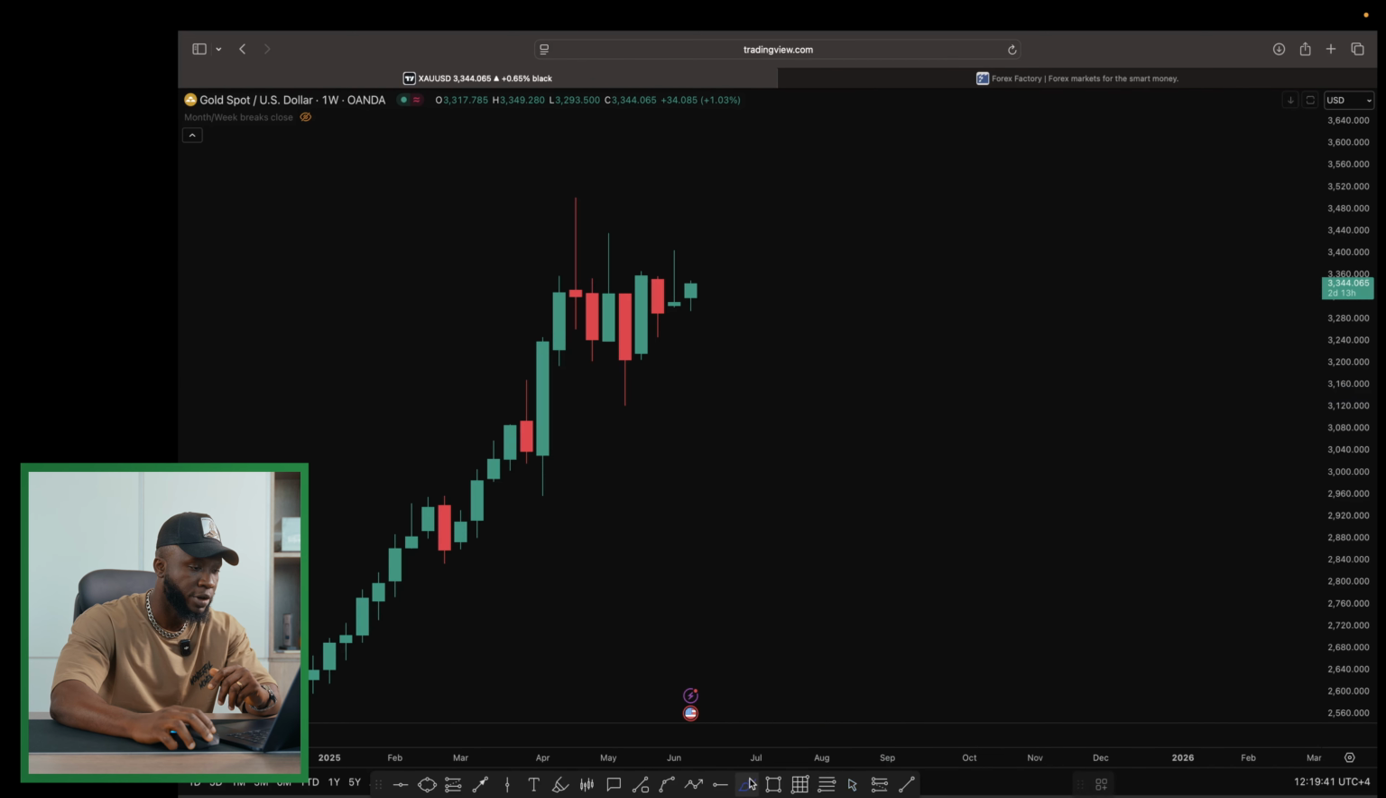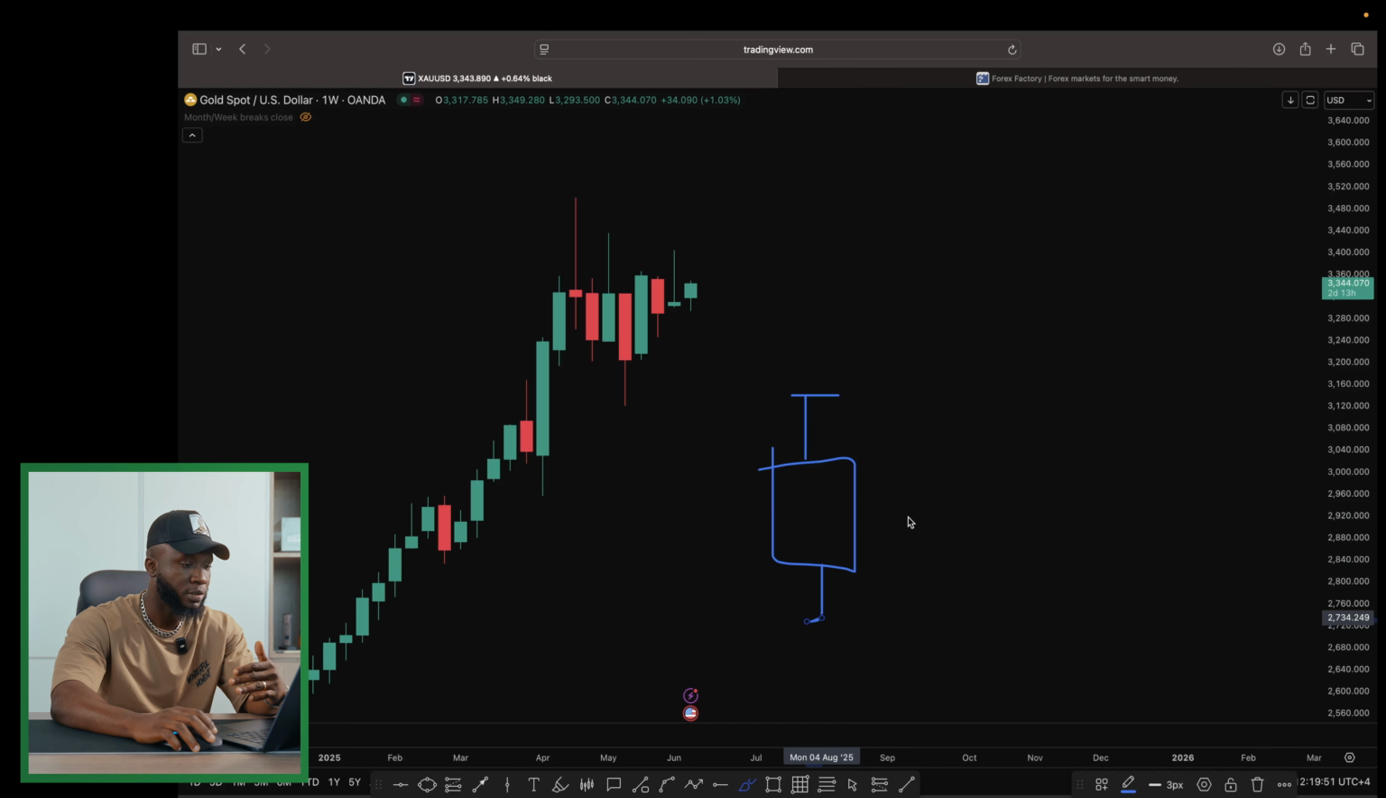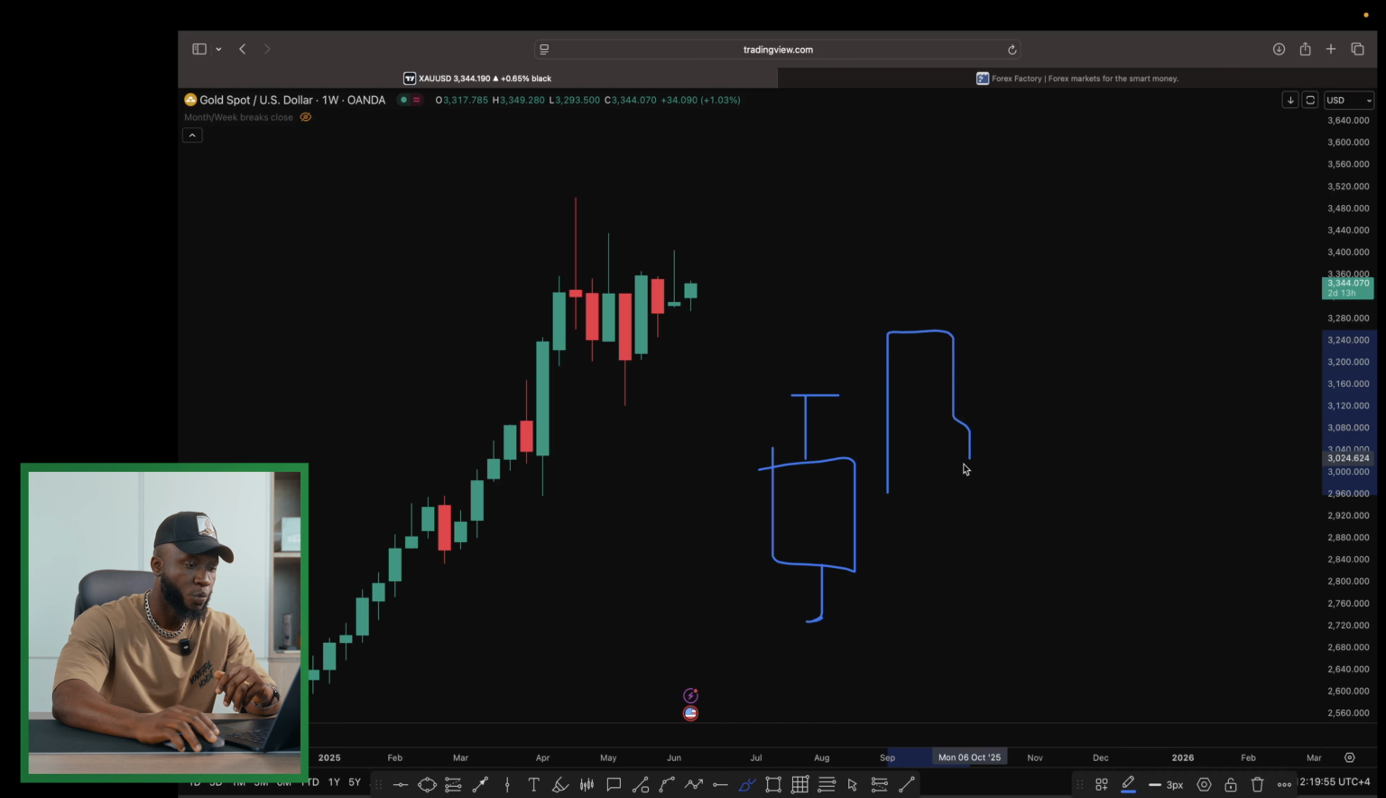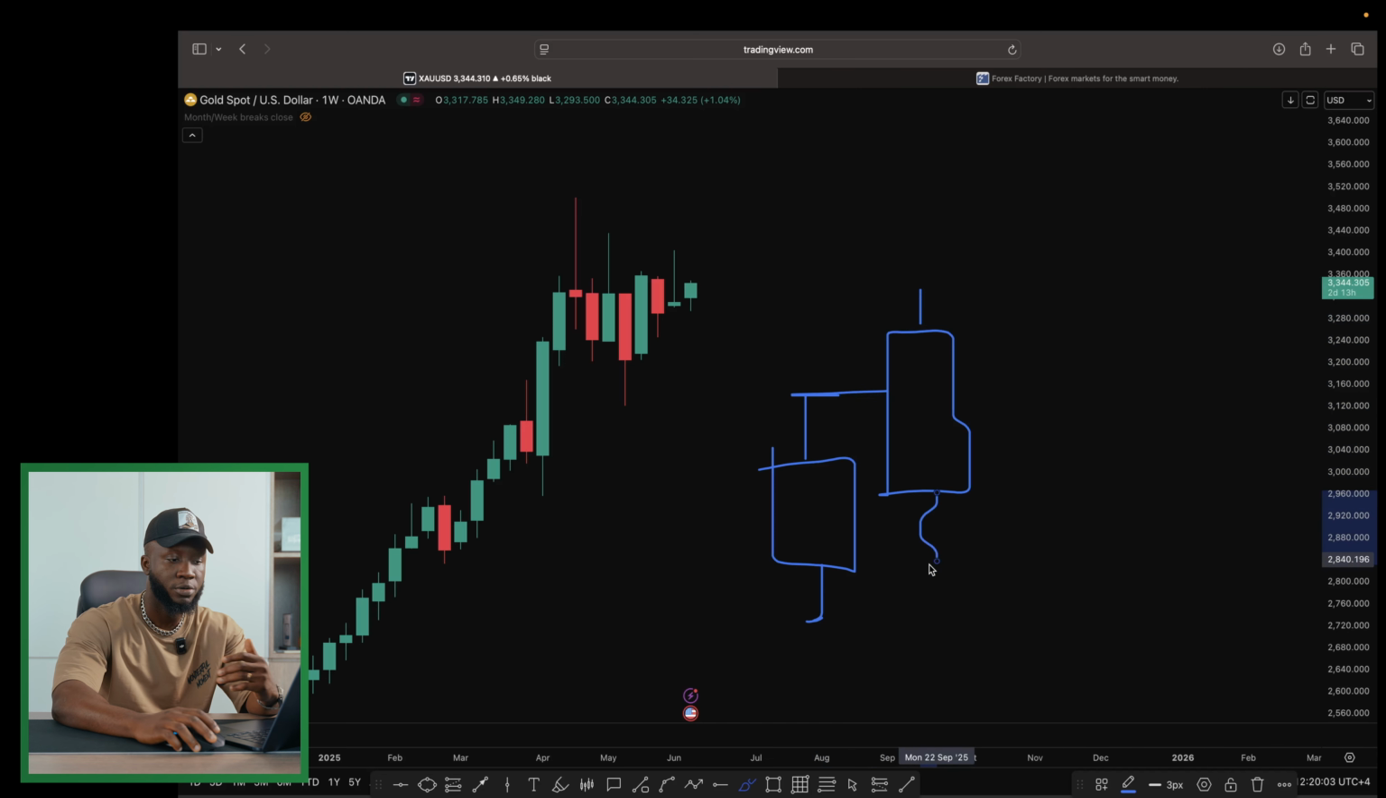So what do I mean by the break? A break of structure of the candlestick is where, this is the candlestick body, this is the wick, this is the high, this is the low. For a break of structure on the candlestick, we want to see a full candle break right here. So you can see the body has to close above the wick right here. This is what we can call a break of structure on the candlesticks.